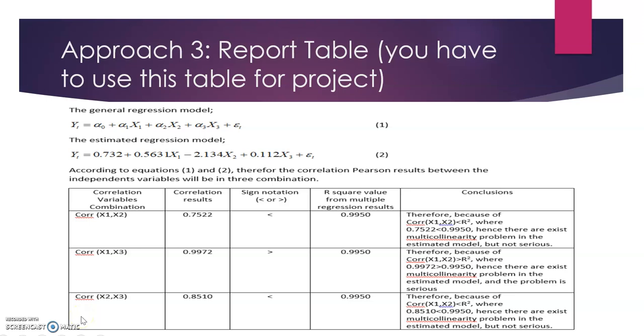Okay, so I repeat again. Firstly, you must estimate the Pearson correlation between the independent variables only, in this case x1, x2, and x3. Then you have to produce the regression result of the overall model. Then you have to produce the table like this and give the conclusion as given here. This is how to read the result, by comparing the value produced from the multiple regression and also from the Pearson correlation.